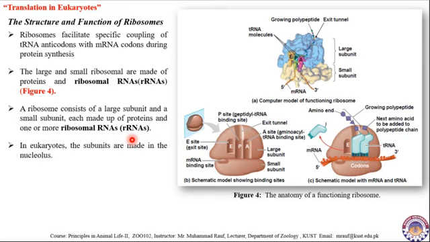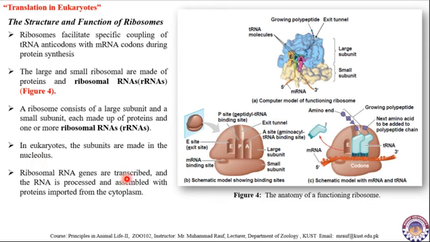Ribosomal RNAs are also of different types depending upon their sedimentation. So it may be 16S or 5.8S, so they are of different types. In eukaryotes, the subunits are made in the nucleolus. The RNA subunits are synthesized in the nucleolus. Nucleolus is located in the nucleus.